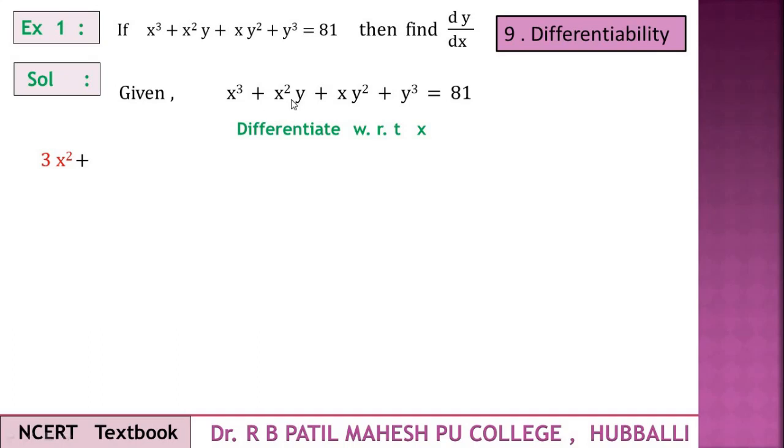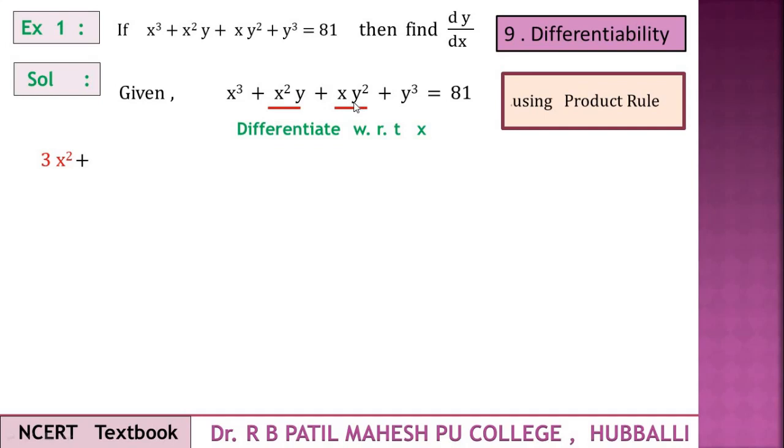The second term is not addition, it is a product. Therefore, we have to follow the product rule. The third term is also a product. So to write the derivatives of these two terms, we have to follow the product rule. Now first let me write the second term derivative using the product rule.